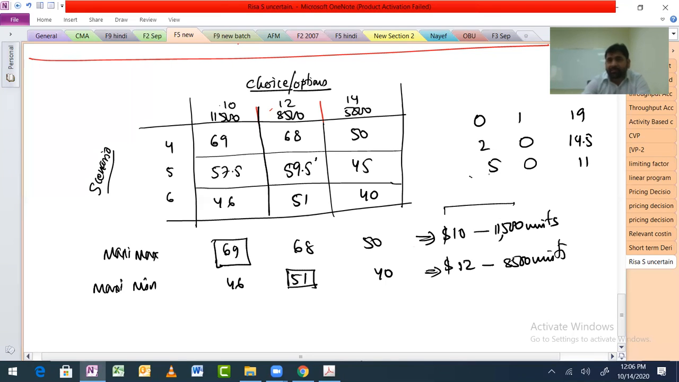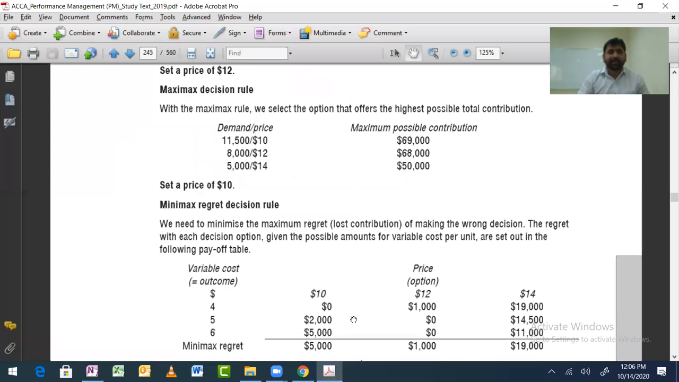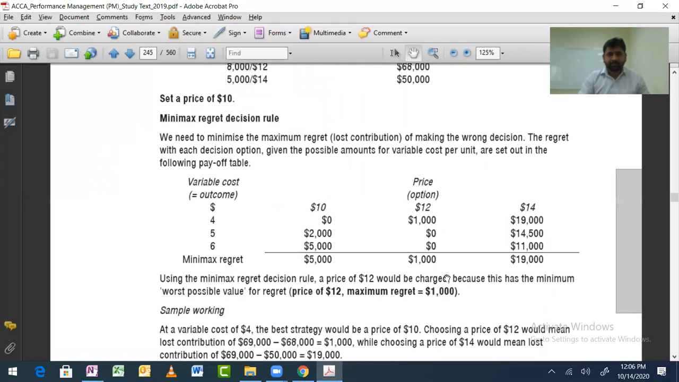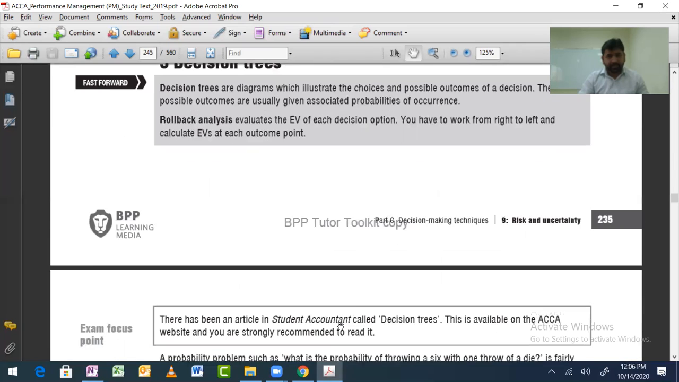What is the maximum regret? Here the maximum regrets are 1, 5 and 19. So the minimum regret is this one, 1. So we'll end up with 12 and 8,500 units. That will be our answer. Maximum regret of $1,000, so price will be 12. Are we fine with this? Yes, sir.